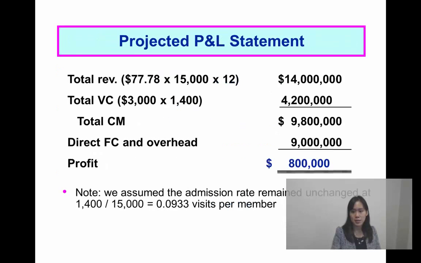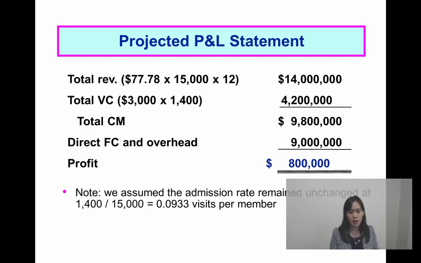So to make this clear, let's look at the profit and loss statement under capitation. So this is the projected profit and loss statement. Total revenues is coming from the $77.78 PMPM rate times 15,000 members times the fact that there are 12 months in a year. So annually we get $14 million. That's simply the calculation that we just did.